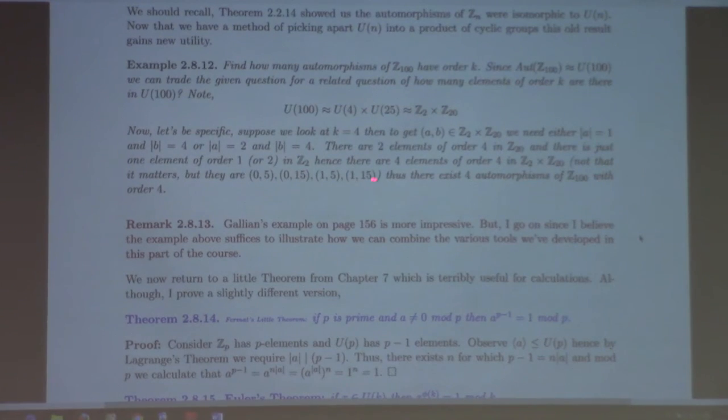So in particular, if I'm looking for group elements of order 4, I need (a, b) where either the order of a is 1 and the order of b is 4, or the order of a is 2 and the order of b is 4. And there are actually 2 elements of order 4 in Z20. So that means, you get it. These are the 4 elements of order 4. So there are 4 automorphisms of order 4 in Z100.